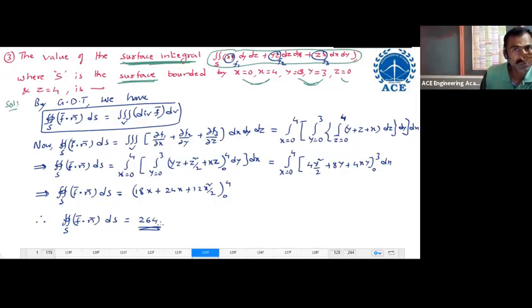Right, like this we can do the problem by the Gauss divergence theorem because of the closed surface object.